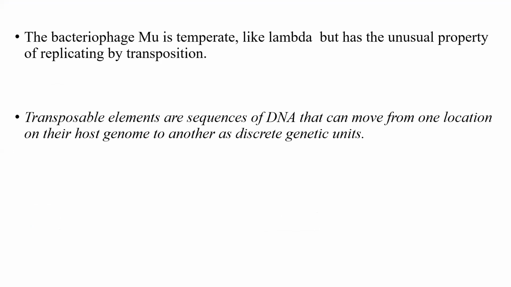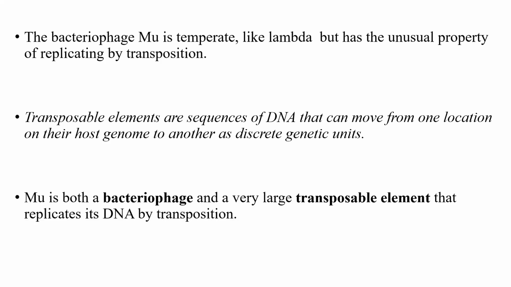What are transposable elements or transposons? They are sequences of DNA that can move from one location on their host genome to another as discrete genetic units. They can jump from one place to another on the DNA. That's why they are also called jumping genes. Why are we talking about transposable elements and jumping genes when we are learning about a bacteriophage? The reason is mu is both a bacteriophage and a very large transposable element that replicates its DNA by transposition.